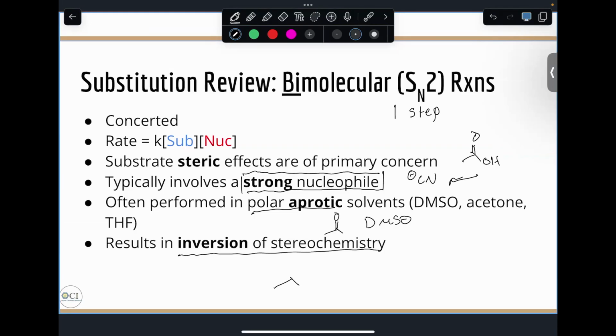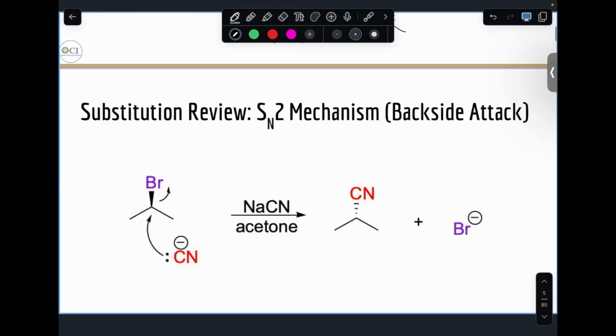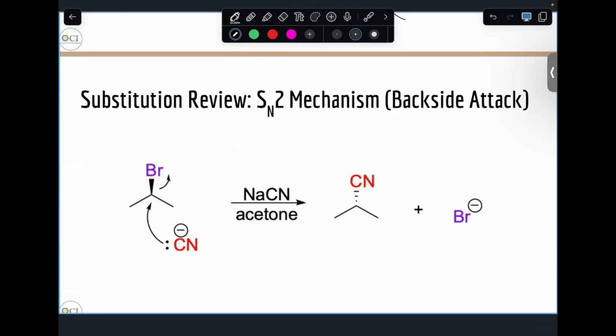So say we have something like this. And we do an SN2 reaction with that, it'll form this opposite stereochemistry. Does that make sense? Okay. Moving on, this is the mechanism. It does a backside attack. We see that the CN attacks and it flips stereochemistry. Basically, what I just showed you. And again, it's done in acetone, something like that, which is polar aprotic because we do not want to weaken the nucleophile.